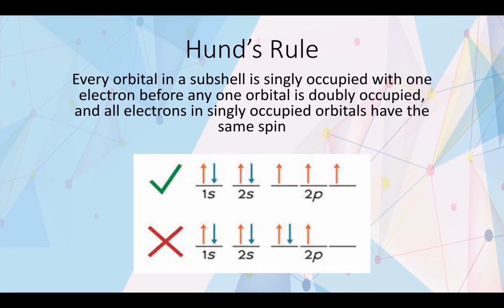Hund's rule: one electron must be in each orbital before pairing. For example, the bus seat analogy. A student must sit in each empty bus seat alone before sitting with another student. Based on the image, the first line is correct because all orbitals have an electron before being paired. The second line is incorrect because the electrons are paired before each orbital has an electron.